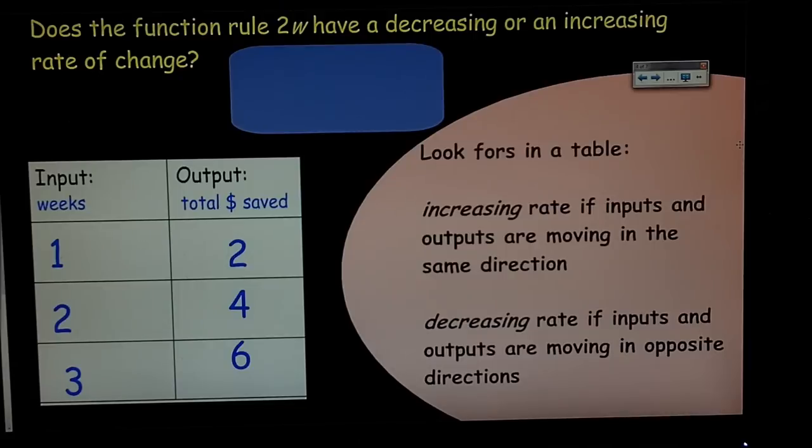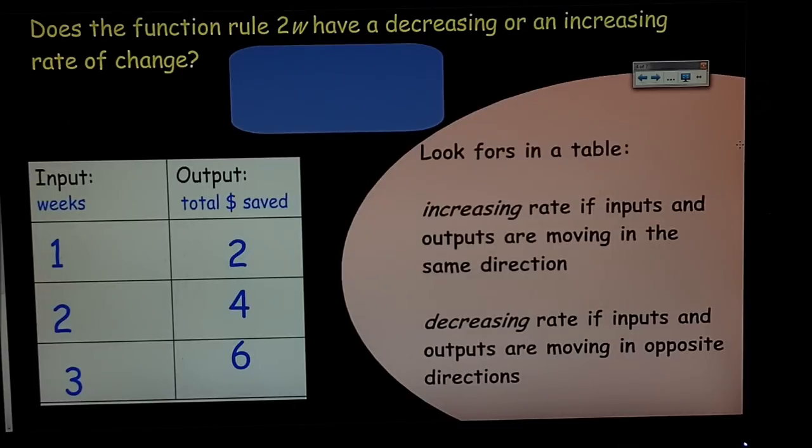A table shows an increasing rate if the inputs and outputs are moving in the same direction. If you were to look at this on a graph that's increasing, it would be moving up from left to right. So that's what increasing means. Decreasing rate happens if inputs and outputs are moving in opposite directions. If we were looking at that on a graph, it would be decreasing or moving downhill from left to right.